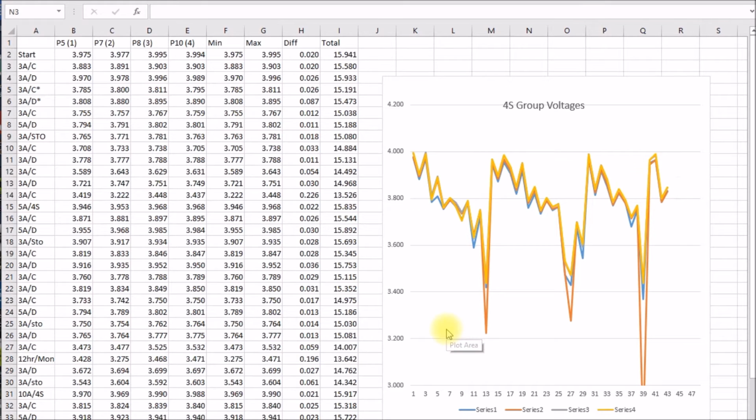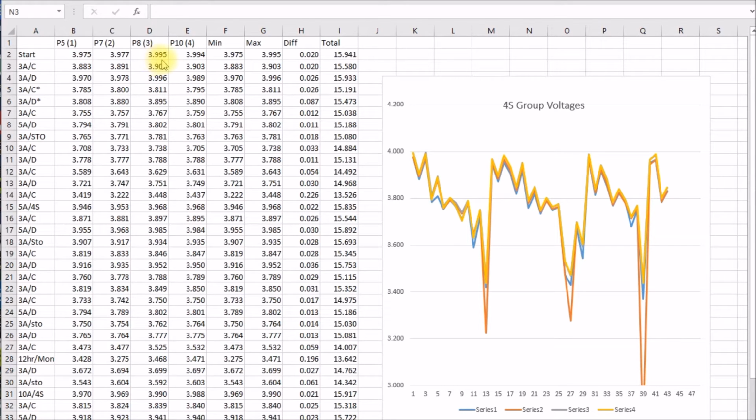So that's been the cycling, and what I've noticed is second group here, series number 2, which is my pack number 7 up here, was always the one that dropped out. And then the first pack, the blue one here, which is pack number 5, was lagging behind. It was always dropping down a little bit lower than the rest, except for pack number 7, which completely dropped out. Pack 8 and 10 tracked each other really well.